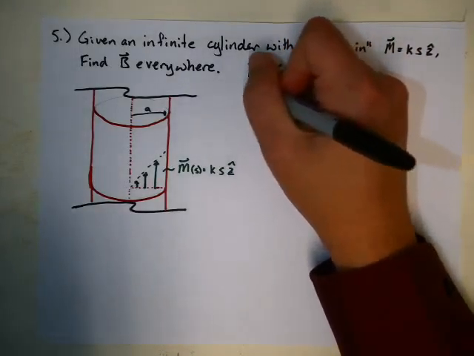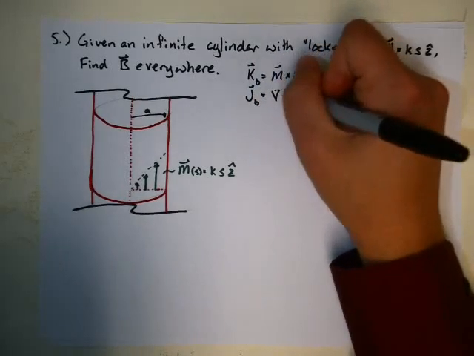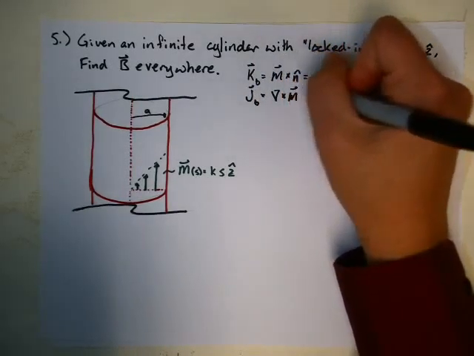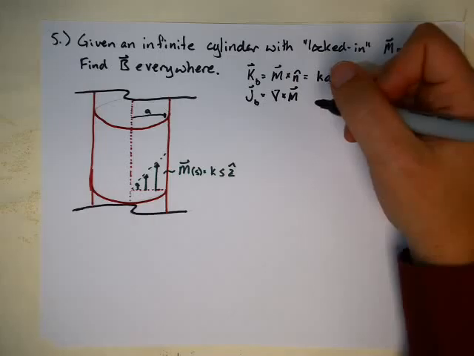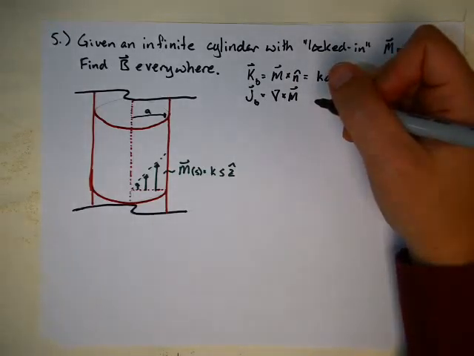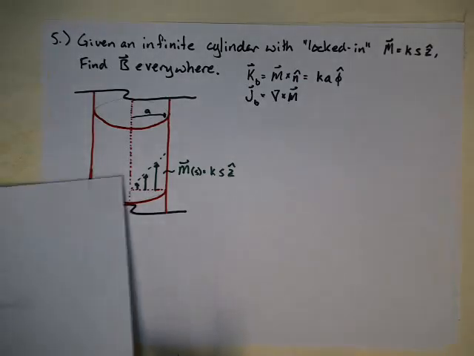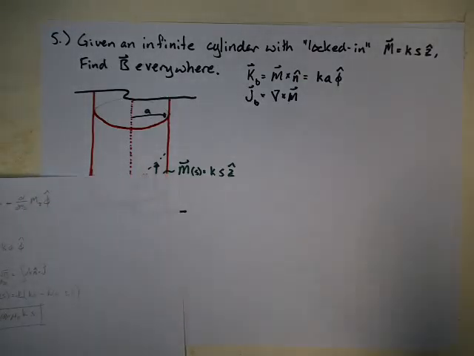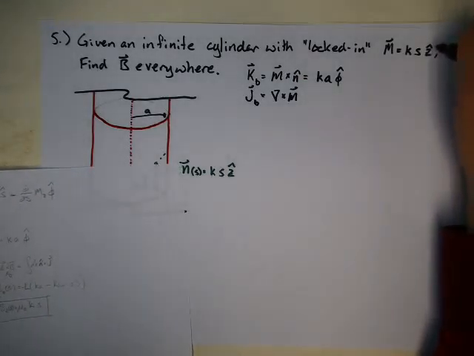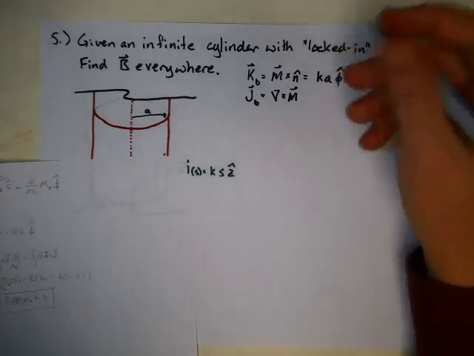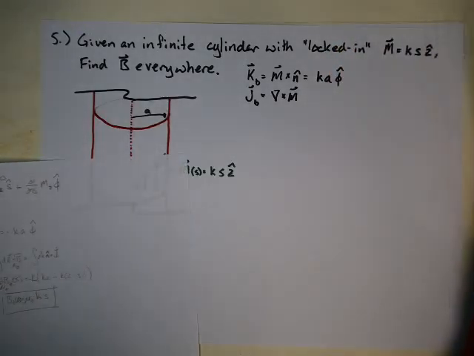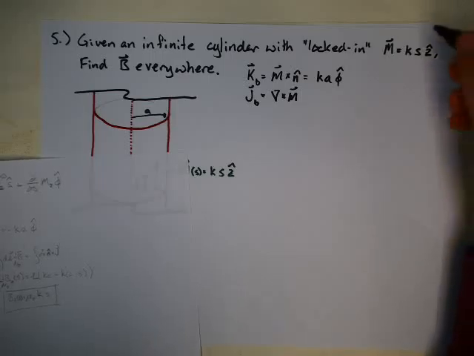So the bound surface current is Ka in the phi hat direction. J, the bound volume current, is the curl of the magnetization field. Now to do this, we have to look up what the curl in cylindrical coordinates is. There are only two terms that work on the z component, so I just looked this up in the front of Griffiths. They have the list for curl in cylindrical coordinates.